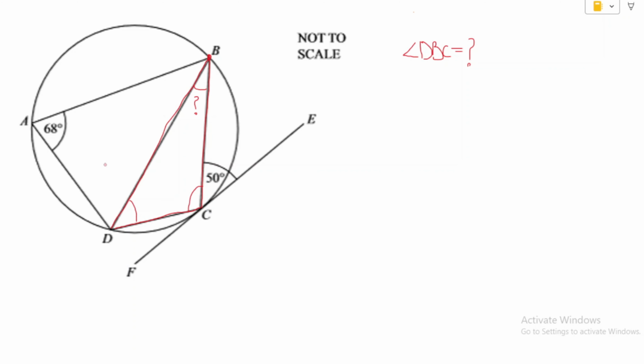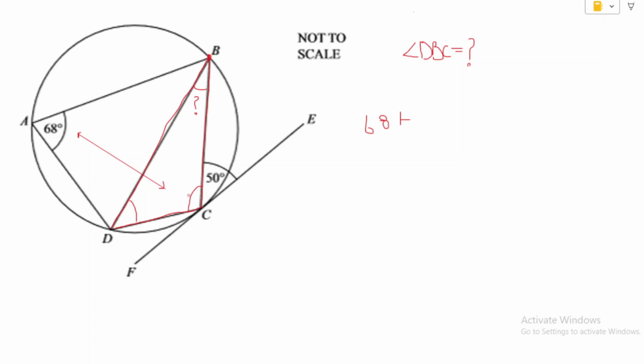But we can easily find out this angle, which is BCD. Why? Because we can see here A, B, C and D. This is a cyclic quadrilateral because the vertices of this quadrilateral are on the circumference of the circle. And if you have a cyclic quadrilateral, opposite angles sum to 180. So this angle, which is DAB, and the BCD, the sum of these two angles will be 180.